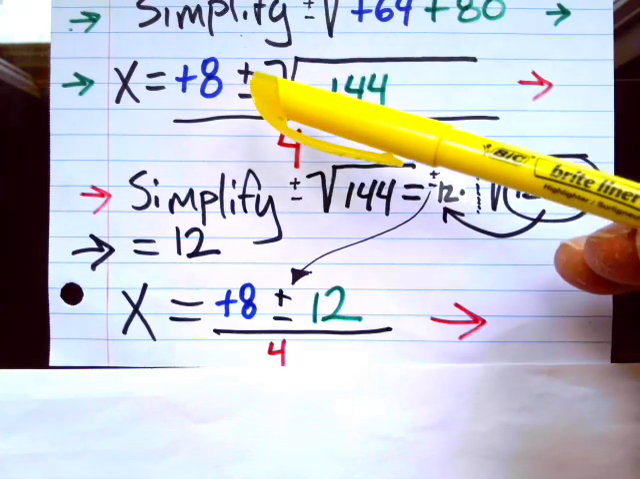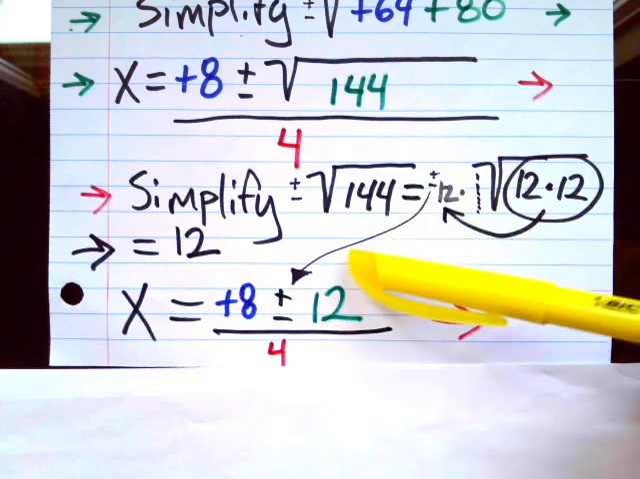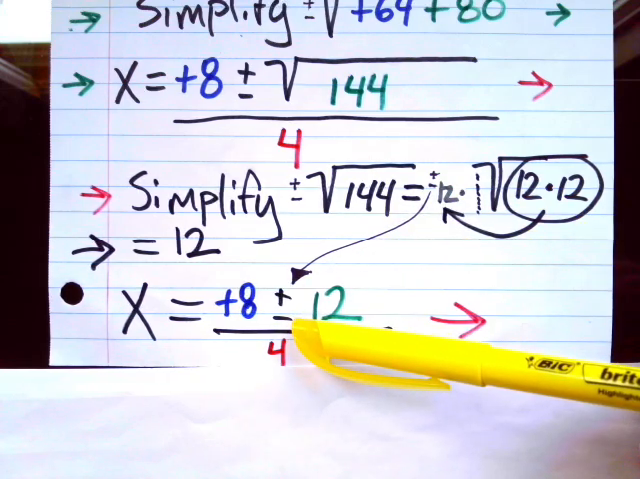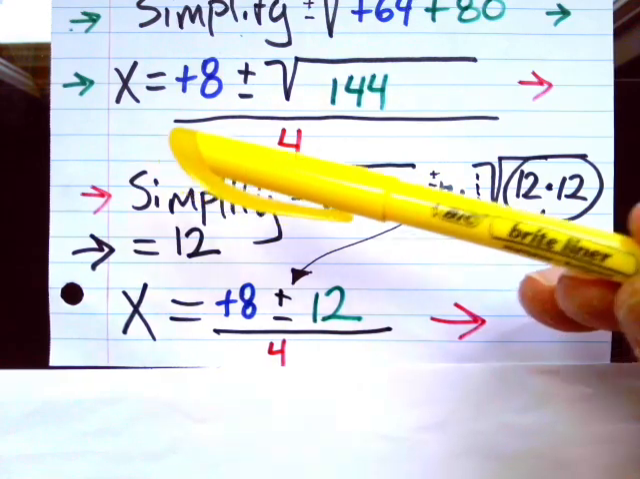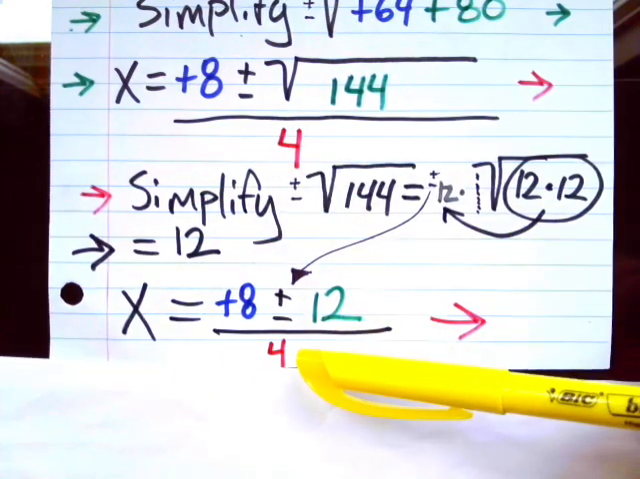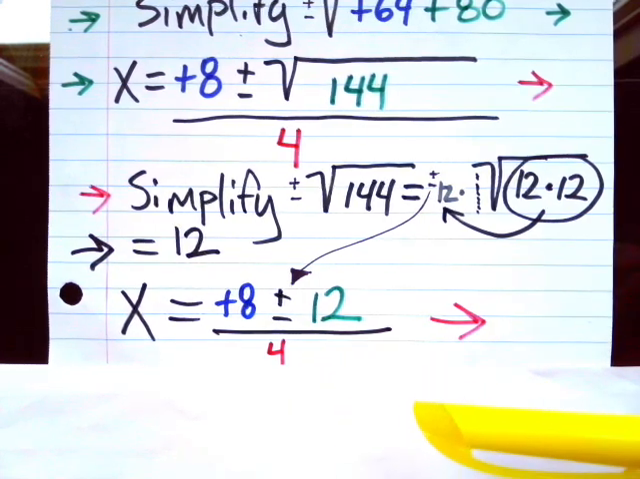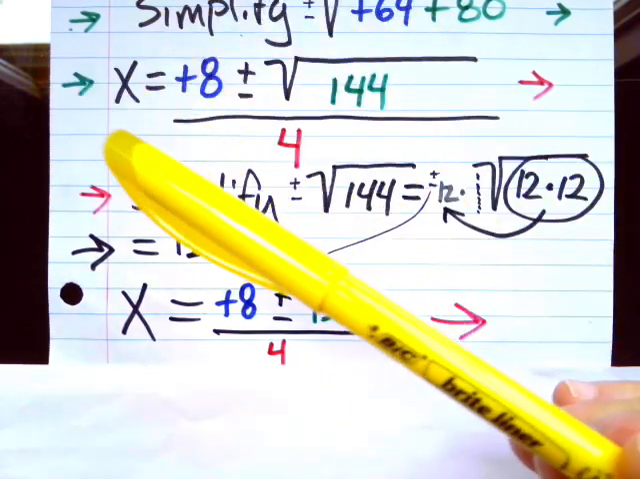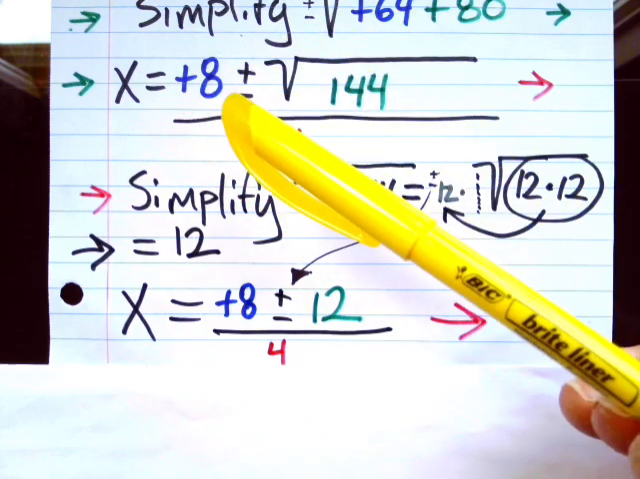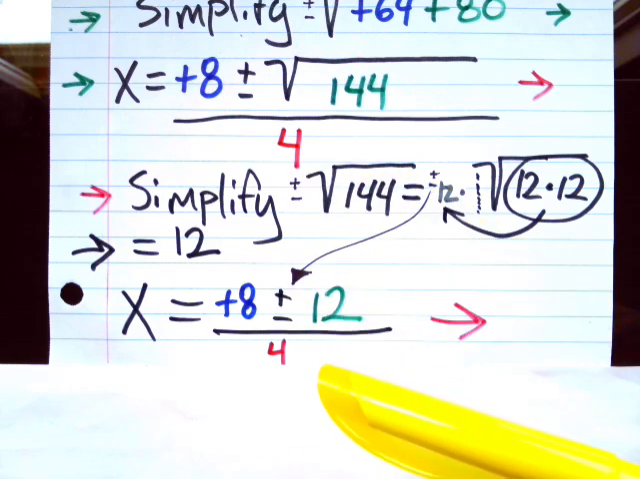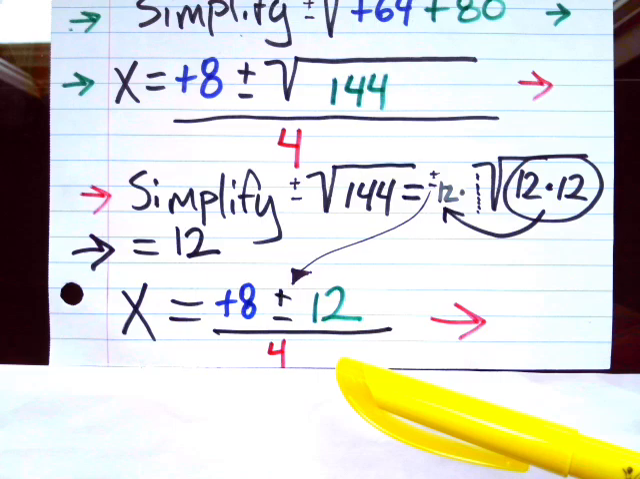The plus and the minus is here. That's what I want to show you. That plus and minus stays with that value of 12. I have positive 8. I'm going to rewrite that. And it's all over the value of 4. So we have simplified this term here. I just pulled out a positive 12. So 8 plus or minus 12 divided by 4. As you can see here, 8 plus or minus 12 divided by 4.